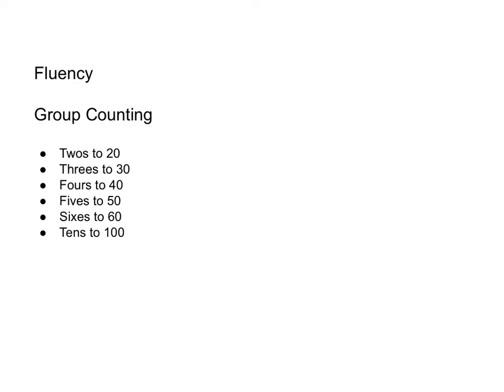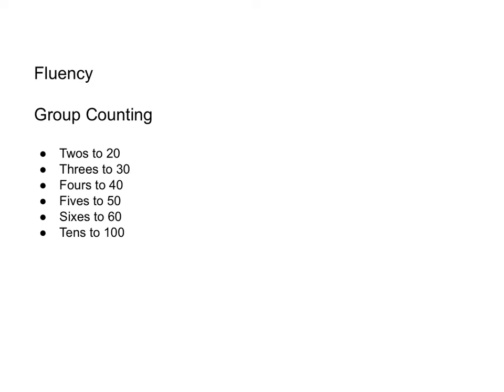36, 32, 28, 24, and now forward from 24. 24, 28, 32, 36, 40. Good work. 5s. 5s are pretty straightforward. I think we should all be able to just go straight through on those. So here we go. 5, 10, 15, 20, 25, 30, 35, 40, 45, 50.